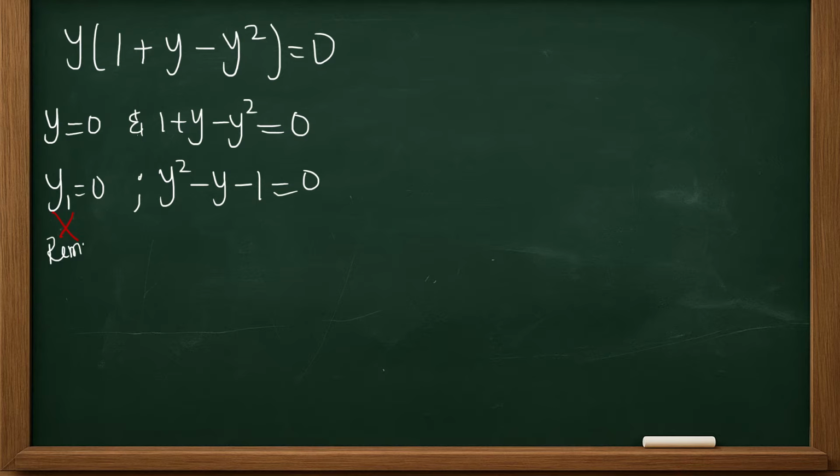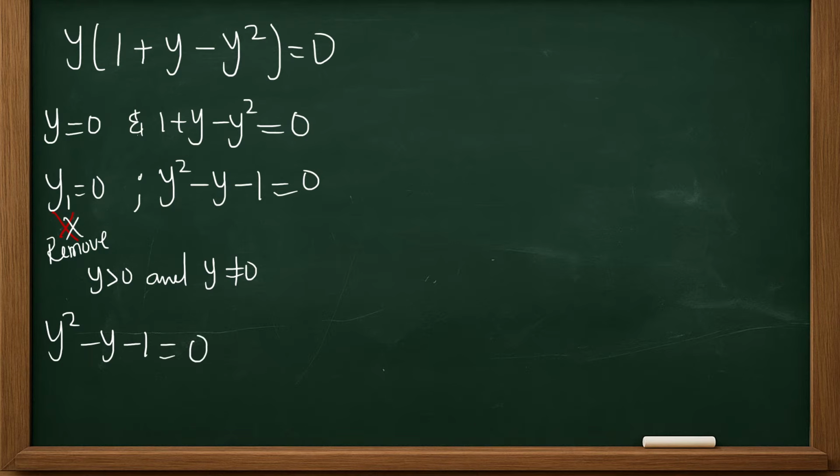So you have to remove this. Why? Because in the previous slide, we have the condition that y is greater than 0, and we have also the condition that y is not equal to 0. So this is not part of the root of the equation. So now we have to deal with y squared minus y minus 1 equals 0. Solving this quadratically, by writing out the coefficients, you can say that a equals 1, b equals negative 1, and c also equals negative 1.